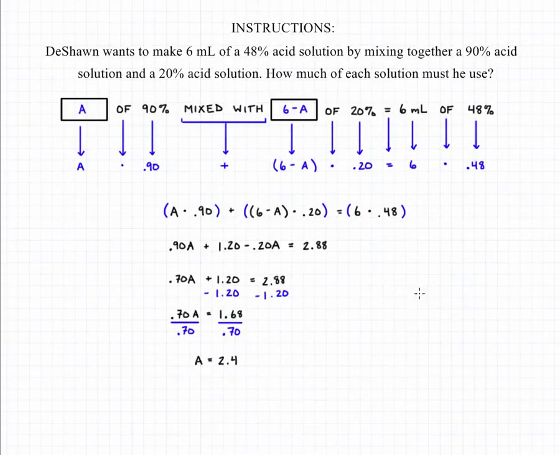And what that tells us is we need 2.4 milliliters of the 90% solution when we're mixing these together. To find the amount of 20% solution we need, we can take 6 minus that 2.4, and that will give us 3.6, which tells us we need 3.6 milliliters of that 20% solution. And that will be our final answer.